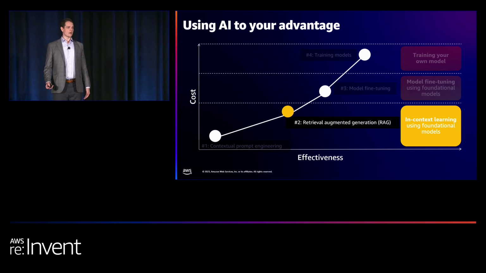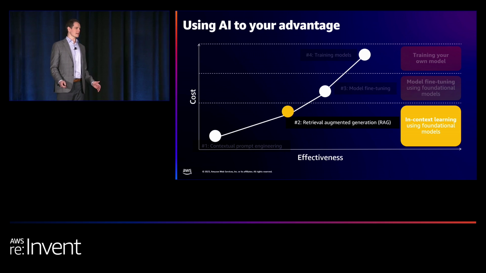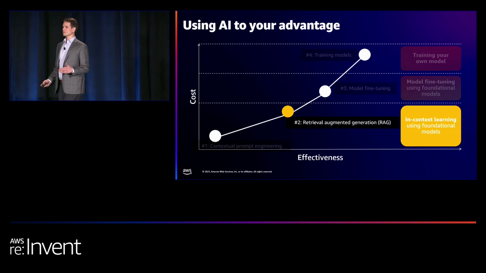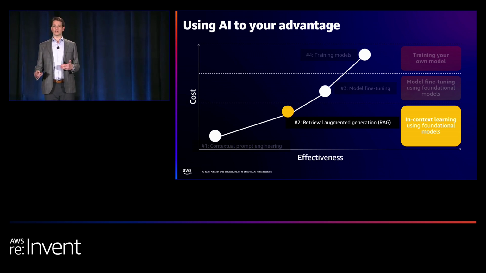So a few years ago, some researchers came up with a technique called retrieval augmented generation, or RAG. And what that does is it enables folks that don't have the capacity or the ability to build and fine-tune their own machine learning models.